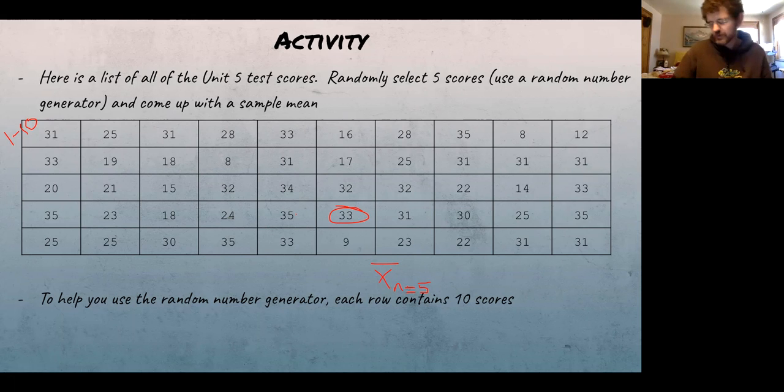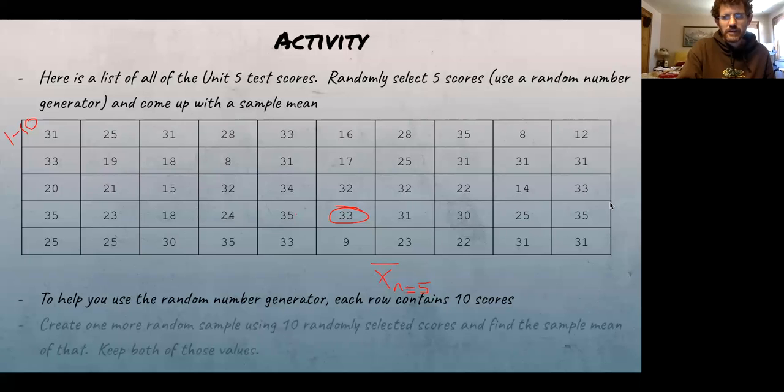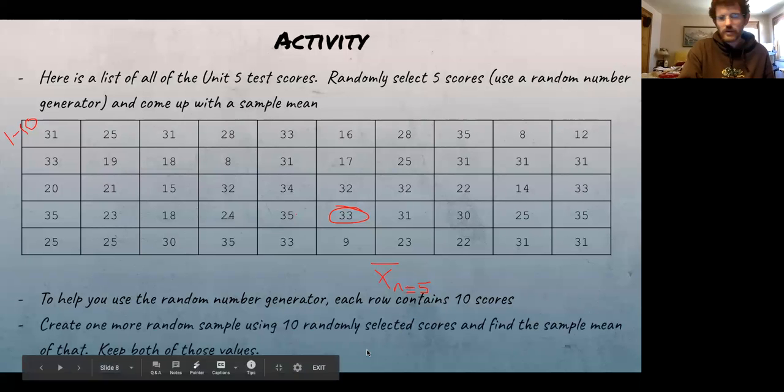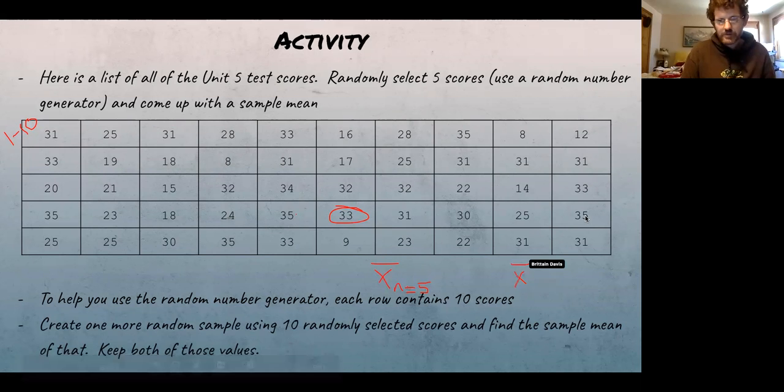All right. So I will pause. I will let you guys do that. And then actually, sorry to interrupt you. After you're done getting a sample of 5, I want you to get another X bar for a sample size of 10. And I want it to be a different 10. So you're going to get 15 numbers total, no repeats. And the first time I want you to have 5 numbers to get an average. The second time I want you to have 10 numbers to get an average.